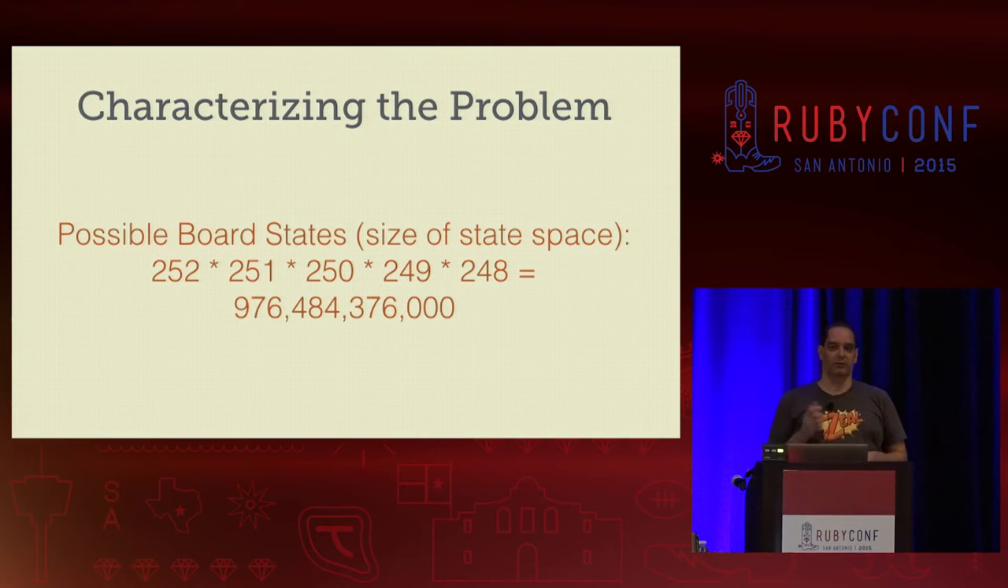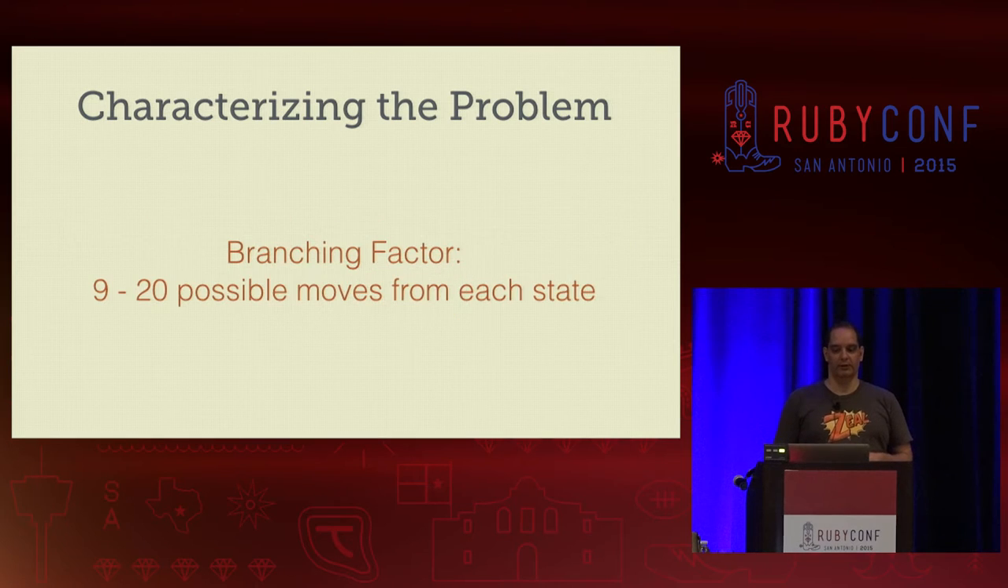And at each level, from each state of the board, there's between 9 and 20 possible next states you can get to, depending on which robot you move in which direction. Sometimes robots are stuck in a corner. That's why there might be fewer moves. But 9 to 20 moves. So that's a pretty huge amount of data, and you're not going to get through all that in a reasonable amount of time. So you need to come up with some ways around that. And we'll be talking about that today.